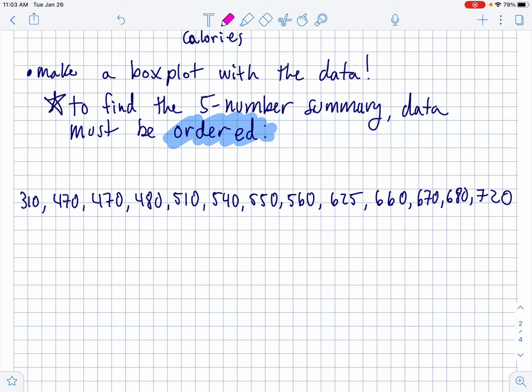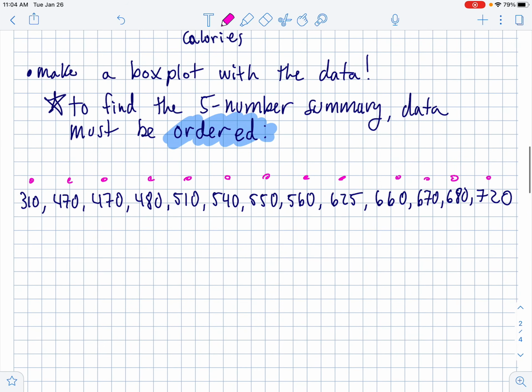Now, the first thing you need to decide with the 5-number summary is how many pieces of data you have, which we have 1, 2, 3, 4, 5, 6, 7, 8, 9, 10, 11, 12, 13. To find the 5-number summary, you have 2 of them right off the bat. This is the min, and this is the max. So the other 3 are lower quartile, upper quartile, and the median, or Q1, Q2, and Q3.